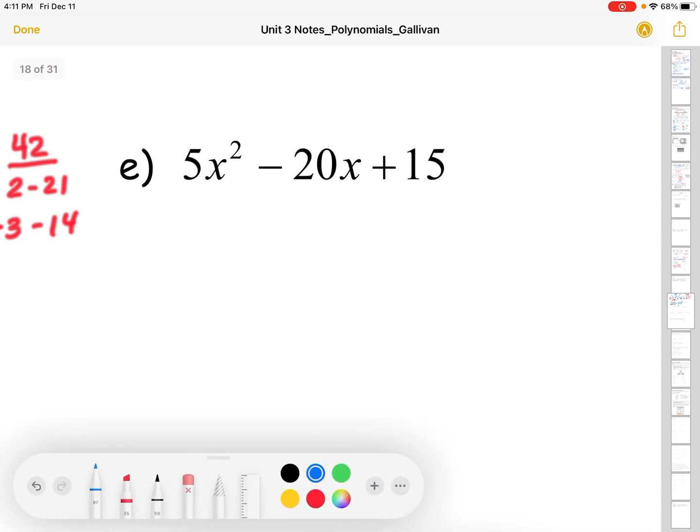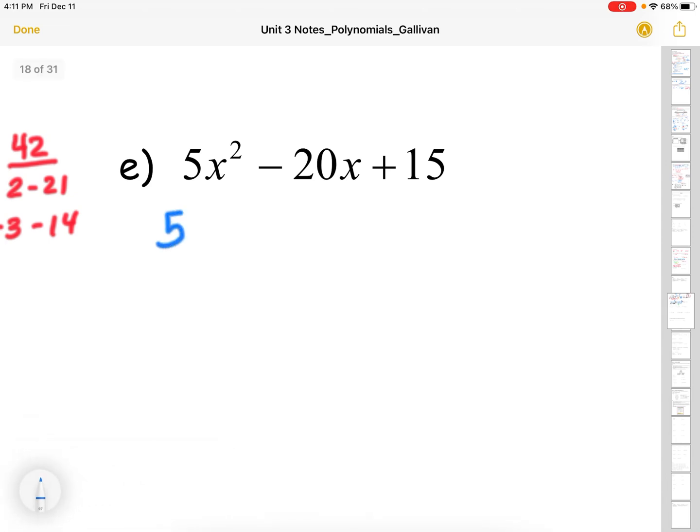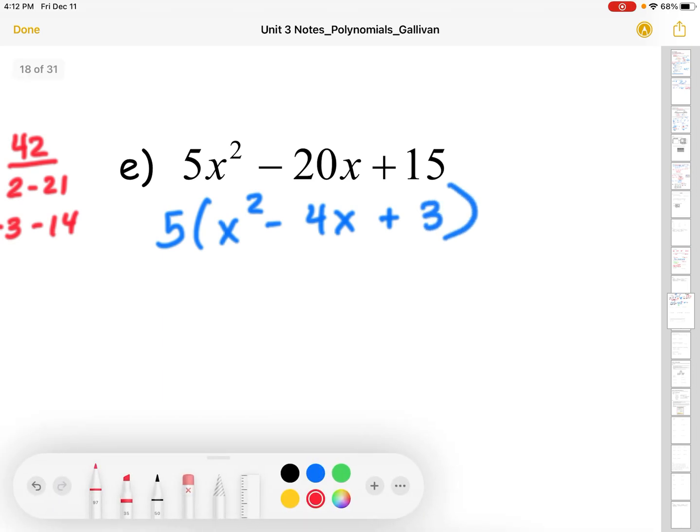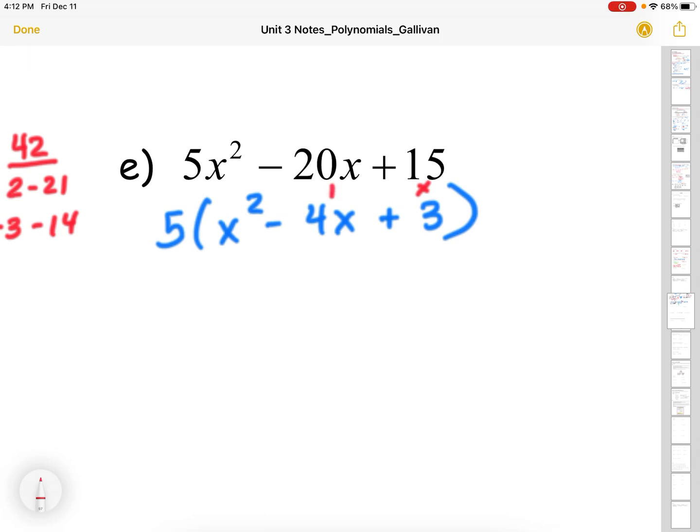So, do I have a common factor? Why, yes you do, miss. You can take a 5 out of everything. So 5 times x squared minus 4x plus 3. So remember, we want two numbers that multiply to give you 3 and add up to negative 4.